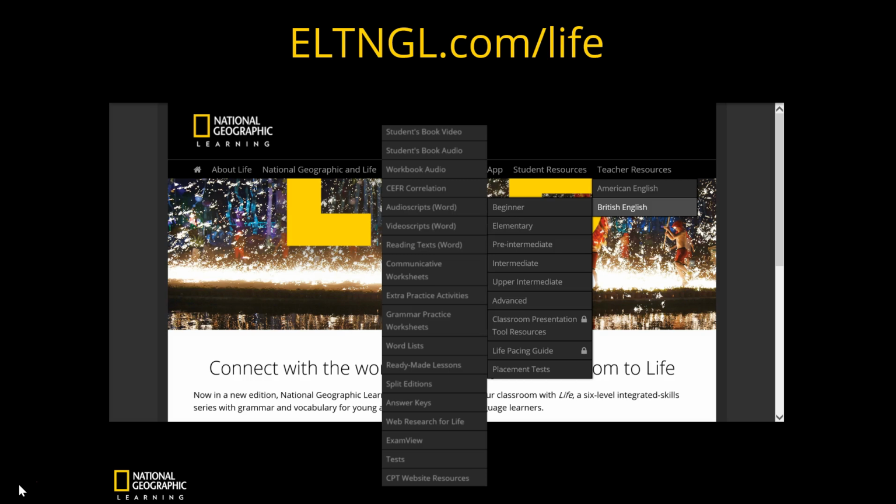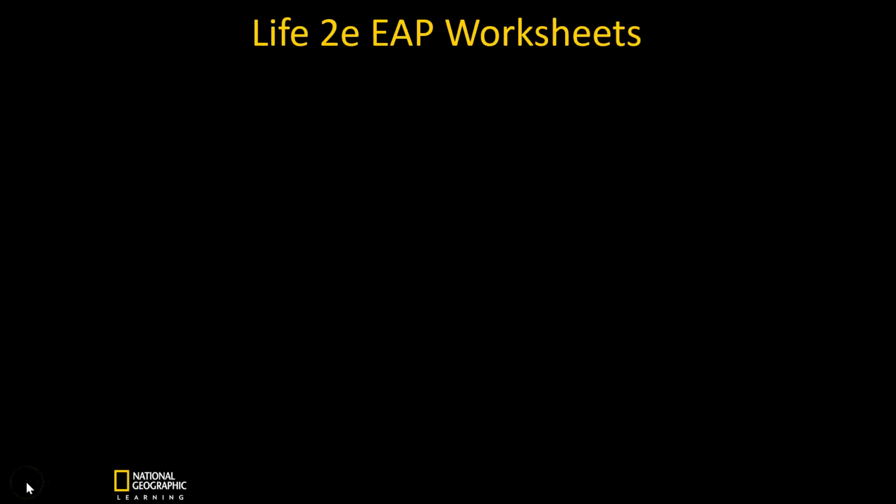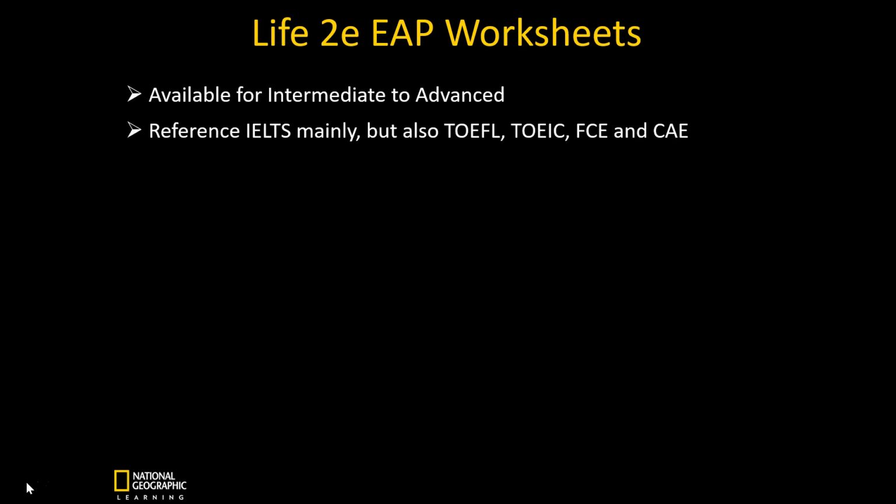Let's look at these briefly, as they are another fantastic additional resource for the Life series. The Life EAP worksheets are in fact standalone lessons that can be taught alongside the main course book should you wish to have more of an academic focus to your course. They are available for intermediate to advanced and mainly reference IELTS, but also TOEFL, TOEIC, Cambridge First and Advanced exams.